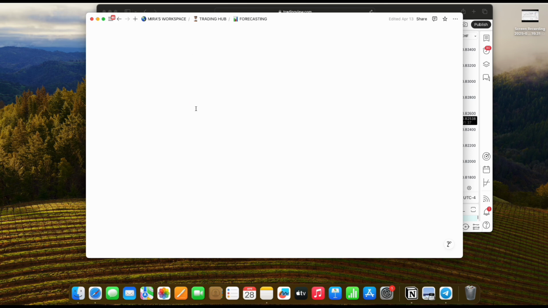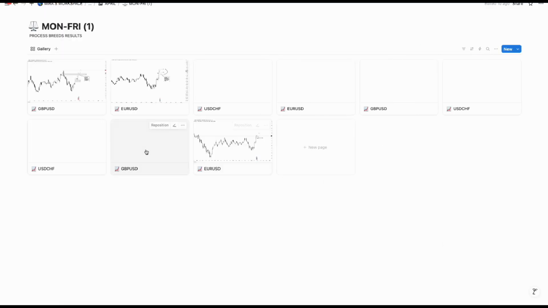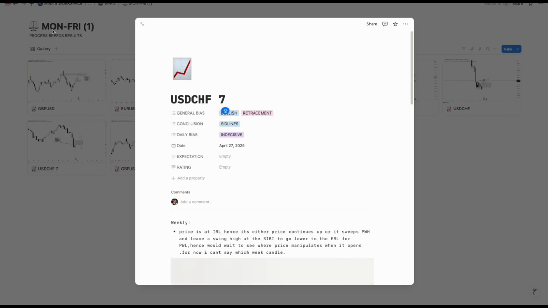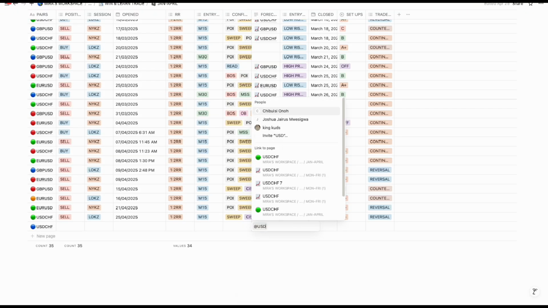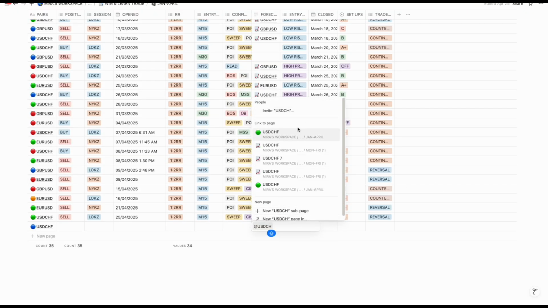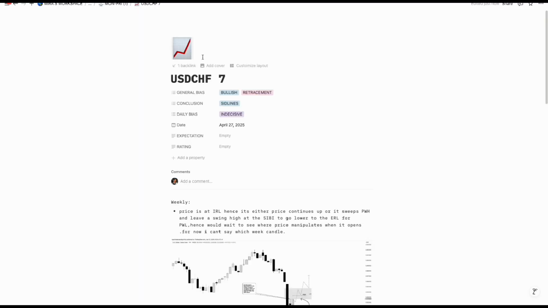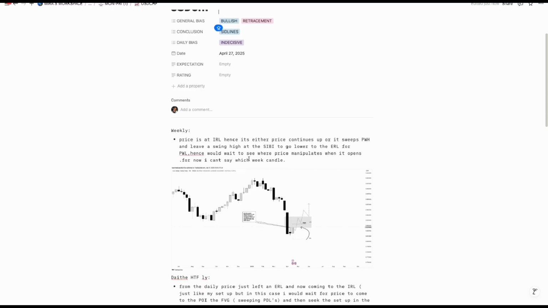I'm going to be going to my forecasting and then going to Q2 April. Okay, here's the CHF, so we're going to tap this 7 so we can be able to find it when we go back to USDCHF. Okay, right here, and then go back again. I'll take it. So right now, let's do a breakdown.